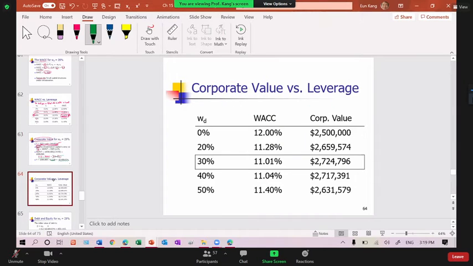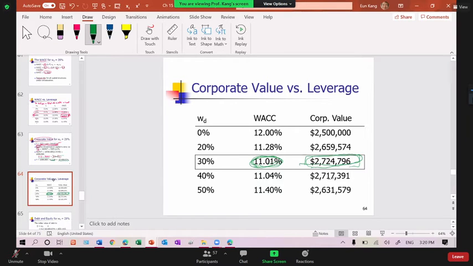So you can apply this method to all other capital structure cases. Then at 20%, the lowest WACC, look at this. Lowest WACC means what? Highest value, 2,724. And that makes sense because you divide NOPAT by WACC. So what? WACC is in the denominator. The lower the WACC, the higher the corporate value. So we know the 2,724,796 is the value of the company, the highest value.